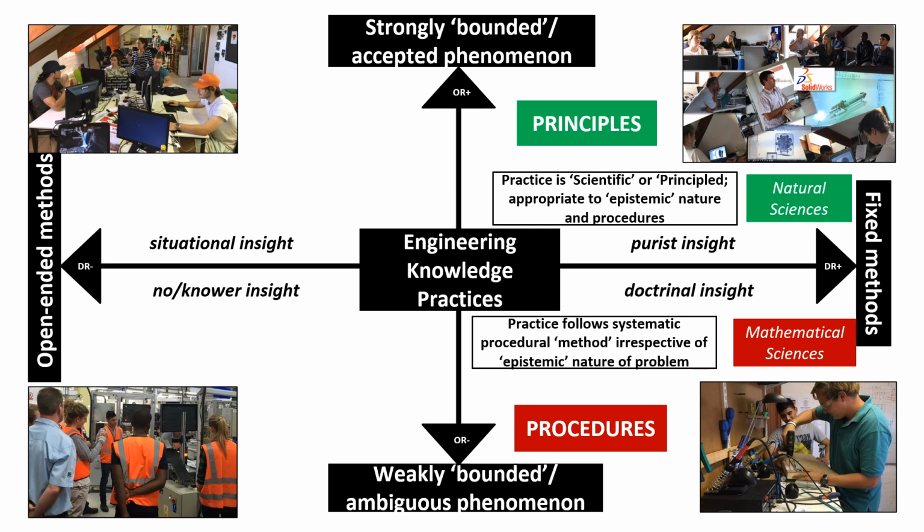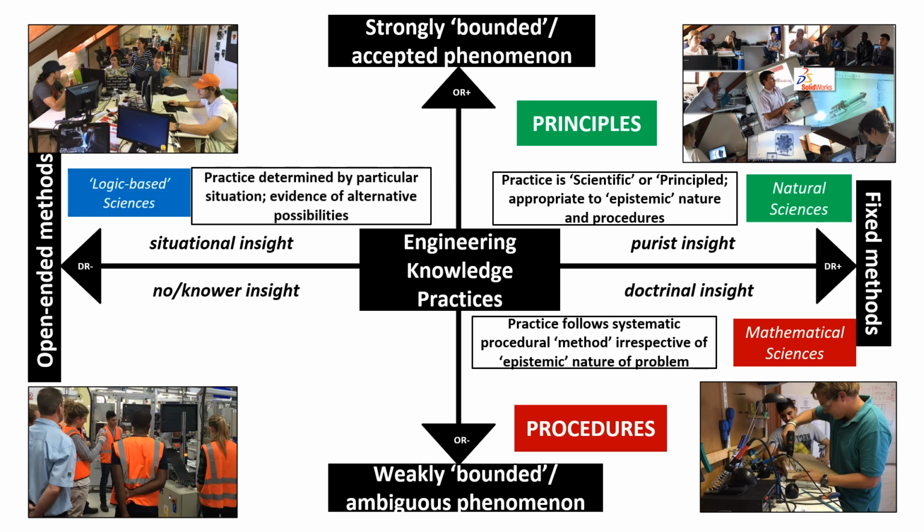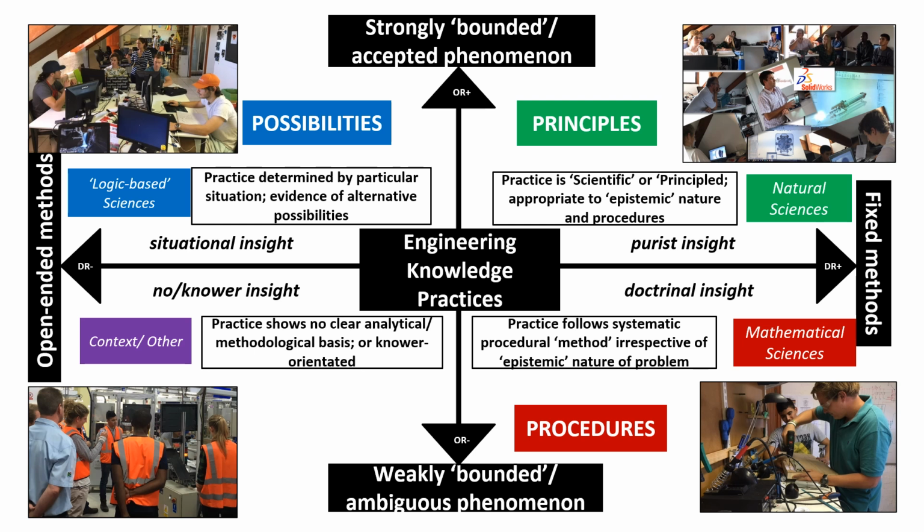Now, when we move to the top left quadrant, we're talking about needing situational insight. Now, the phenomenon is clear, what we want to do, but there are multiple ways to do it. Now, the situation will dictate or guide decisions as to possible approaches. Now, this bottom left quadrant is about something other than knowledge.